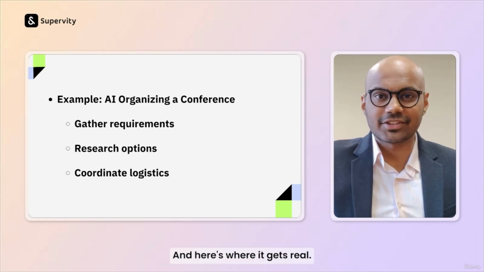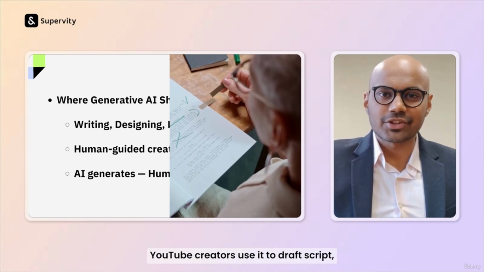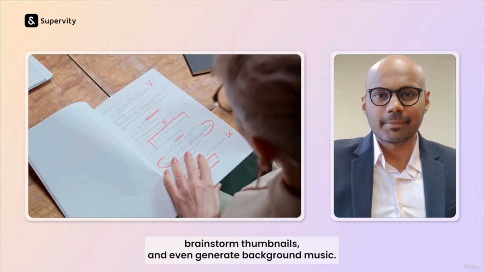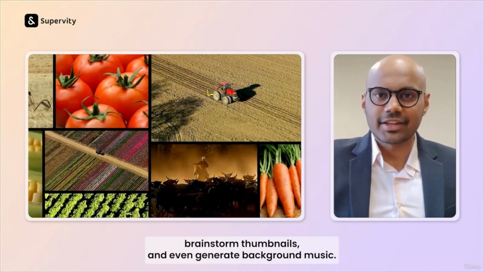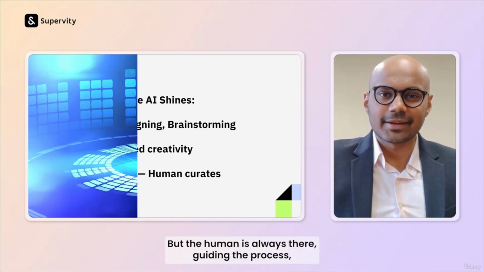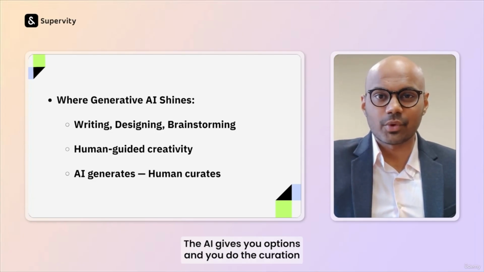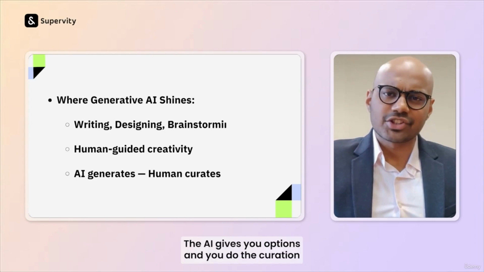And here's where it gets real. Generative AI is perfect for tasks like writing, designing, and ideation. YouTube creators use it to draft scripts, brainstorm thumbnails, and even generate background music. But the human is always there, guiding the process, reviewing each output, and making the final calls. The AI gives you options and you do the curation.